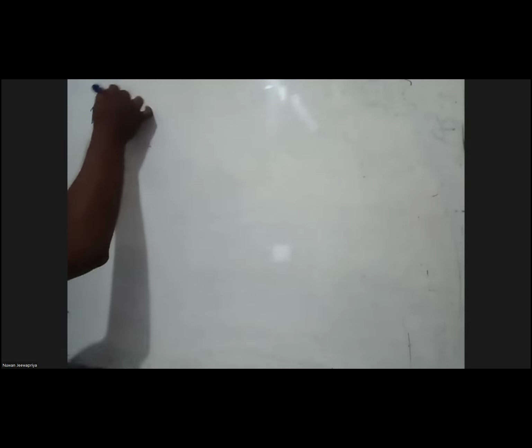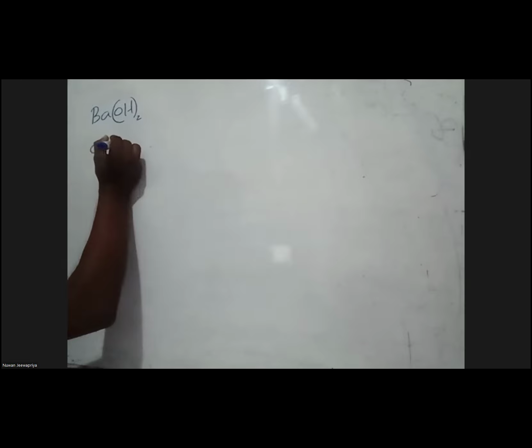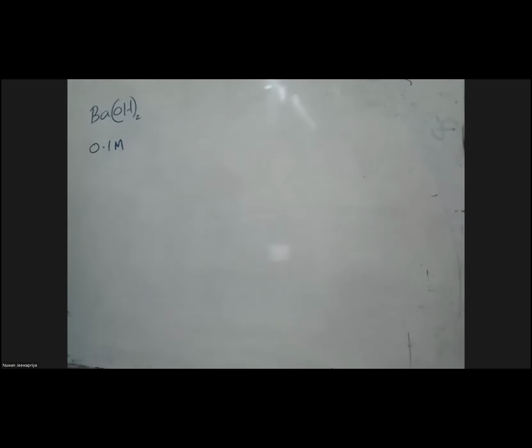Now we go to the next one, question 3B. They are talking about 0.1 moles per cubic decimeter barium hydroxide solution. Our subject is the barium hydroxide solution, and its concentration is given. The concentration of barium hydroxide is 0.1 moles per cubic decimeter. I represent that by the letter M.